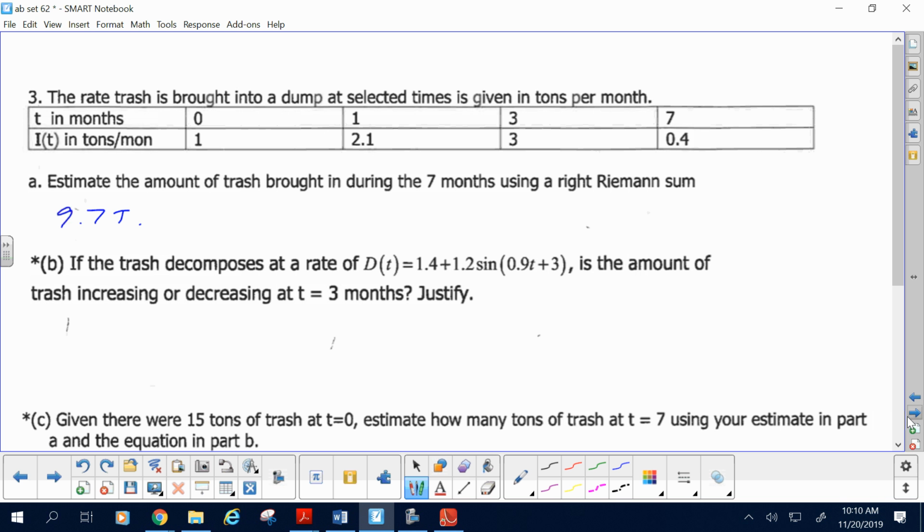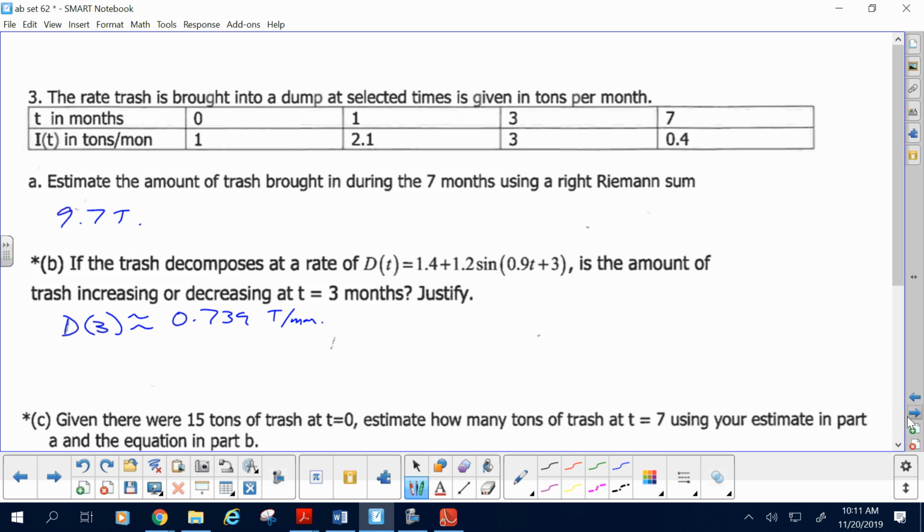Okay. If the trash decomposes at a rate D(t), is the amount of trash increasing or decreasing at time 3 months? This was hard for the last class. What do you say, increasing or decreasing? Increasing. Why? Well, you have to do the definite integral. Or wait, no. You do not need an integral to do this problem. Plug in 3 into what? The function D(t). Okay, so if you plug 3 into D, you get D(3) is 0.739 tons per month.